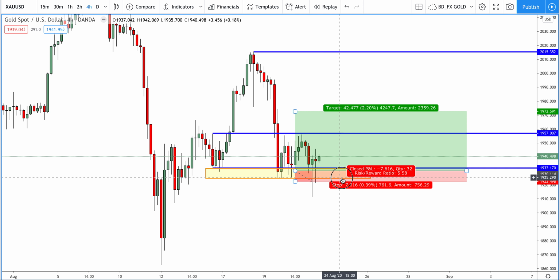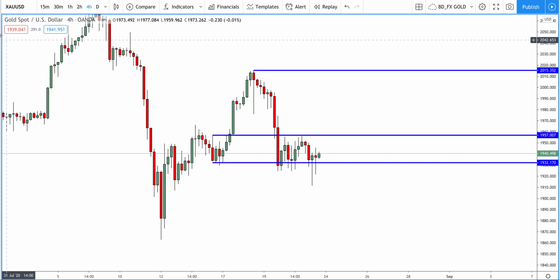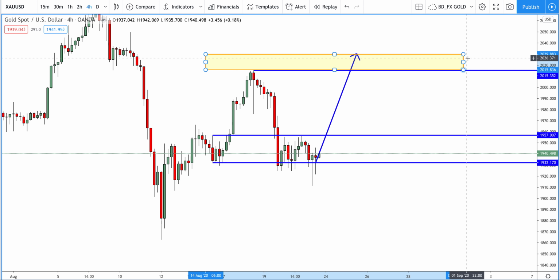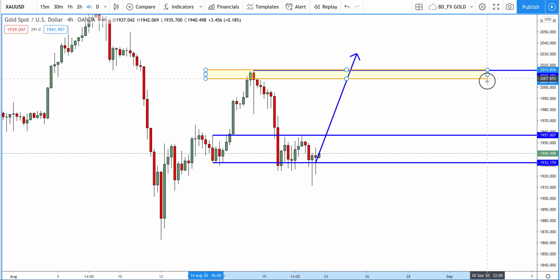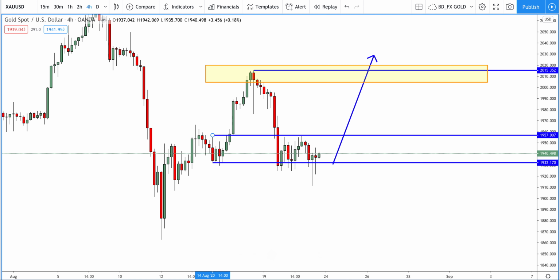Bang, little spike through on Friday, I think that was. Take out those liquidations. Now we look set to make a move back up to the upside. And this coming week, I'm expecting gold to come back up and take out this high here. So potentially coming back up to 2000 to 2020 this week on gold. So I'll be watching out for that.